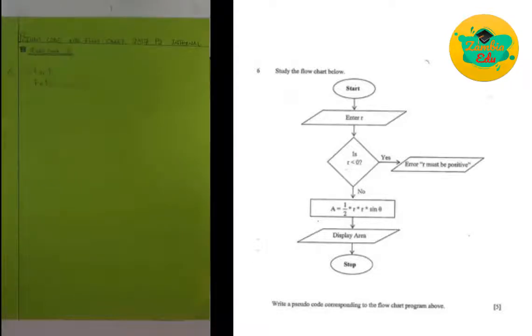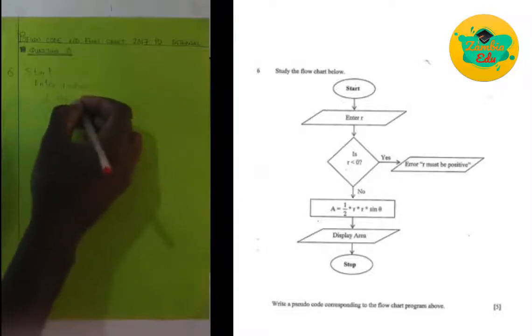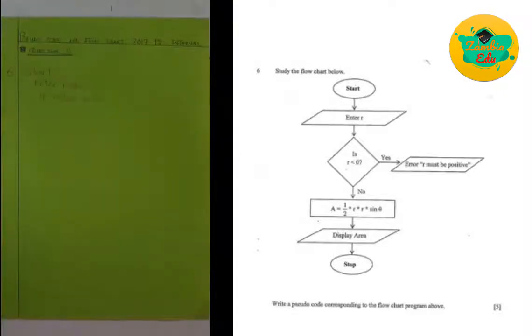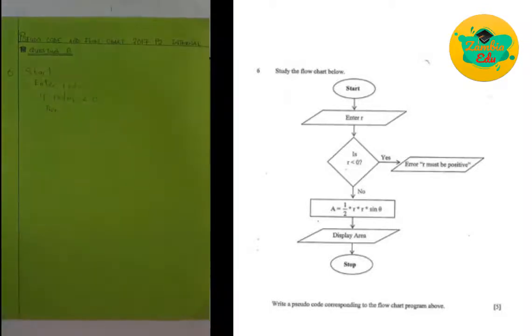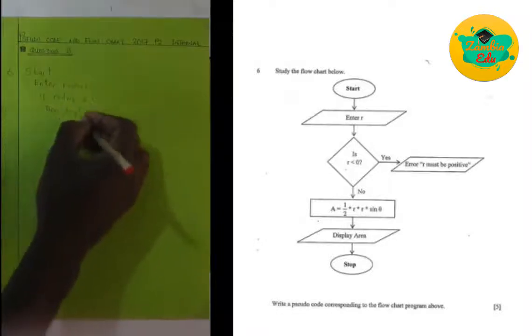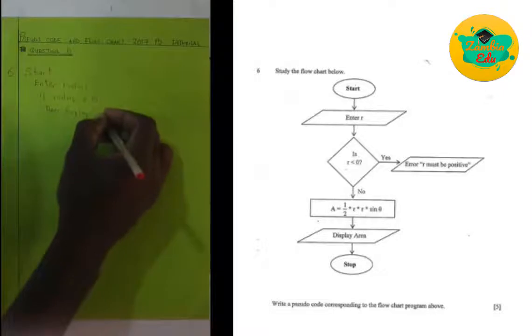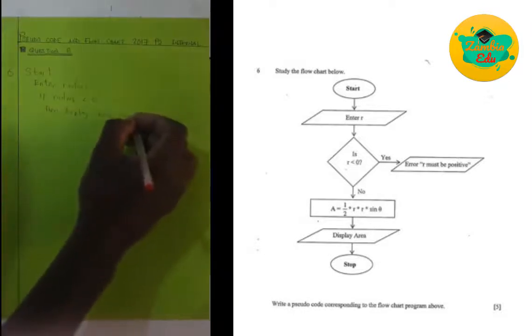Immediately after we indicate enter radius, we have a decision box telling us is r less than 0. So our instruction should be: if radius is less than 0, then display error message.